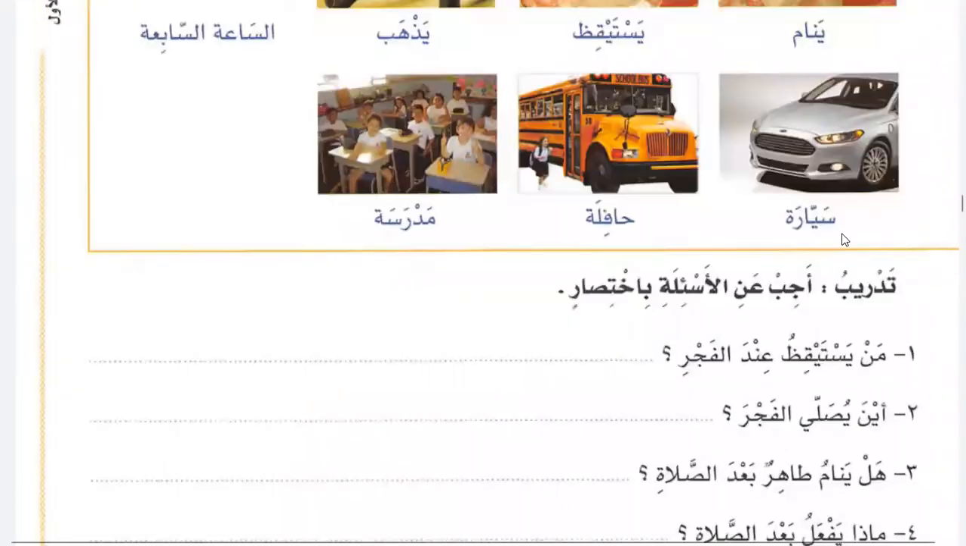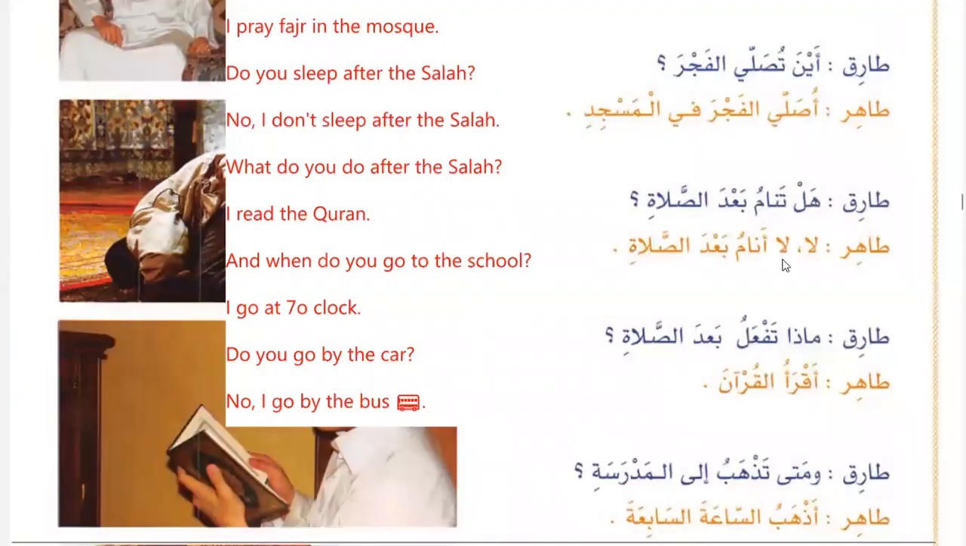Next. Hal yanamu Tahir ba'da salah? What does Tahir do after salah? Does Tahir yaqra'ul Quran after salah? No. So what is la? La anamu ba'da salah. No. Anamu means I sleep. We need he sleeps. Yanamu.